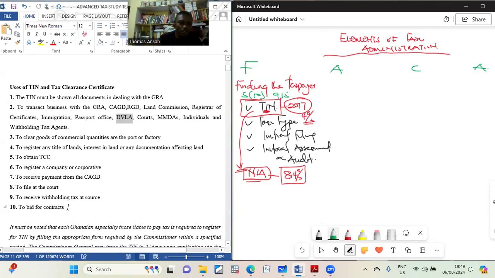So even to be able to bid for a contract, that was it. Now, it is not only TIN. There is also the tax clearance certificate, which says that you have paid all your taxes. Or if you have not paid, you have made a documented arrangement with GRA so that you can have the tax clearance certificate. And without the TIN and the tax clearance certificate, you shouldn't have a driving license.